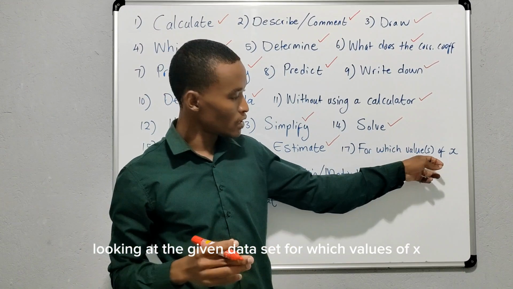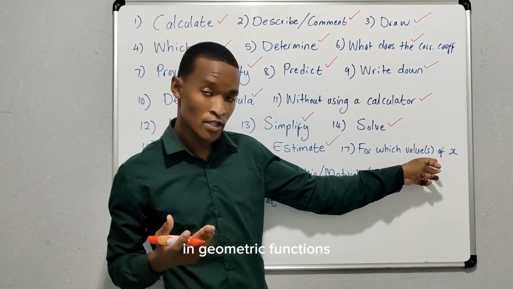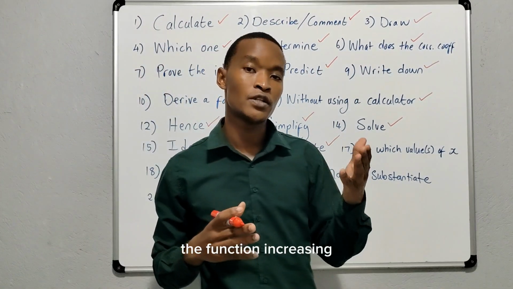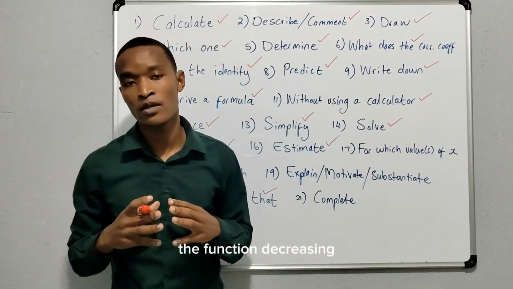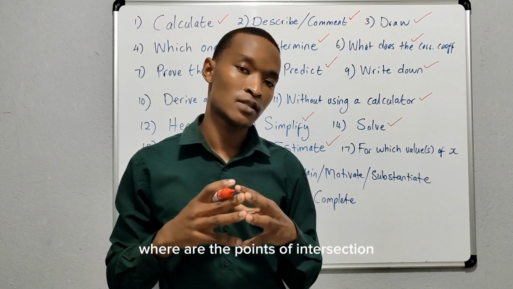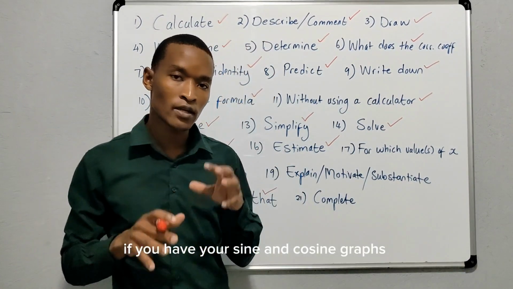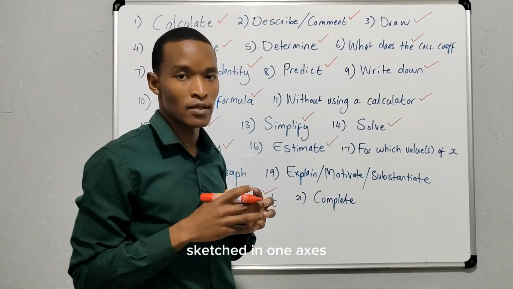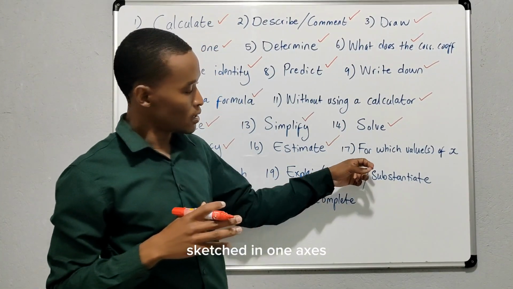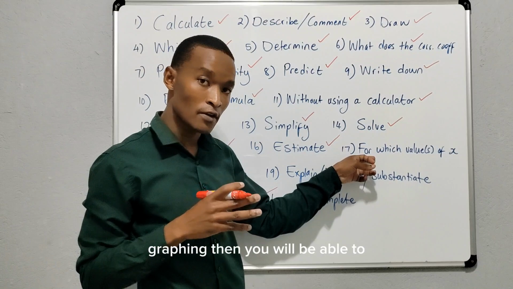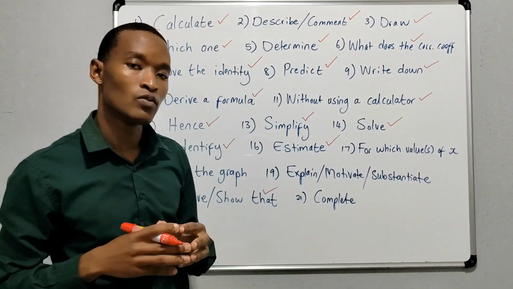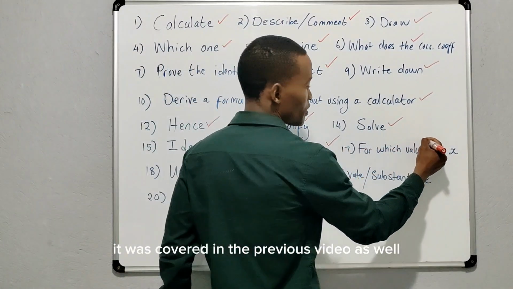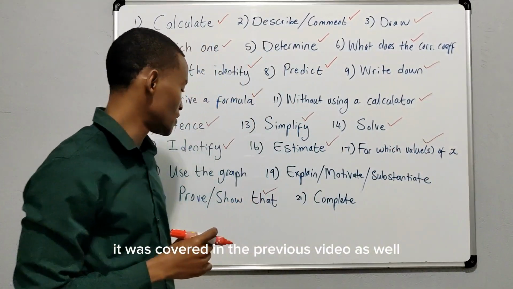For which values of x, for example, in trigonometric functions, you are checking for which values of x is the function increasing, is the function decreasing, where are the points of intersection if you have your sine and your cosine graphs sketched in one axis of graphing, then you will be able to know what is expected in questions like this. It was covered in the previous video as well.